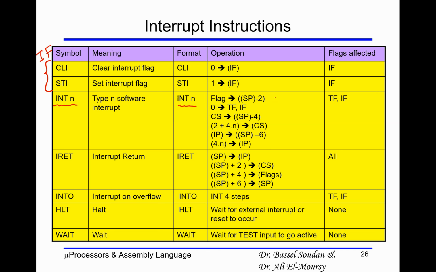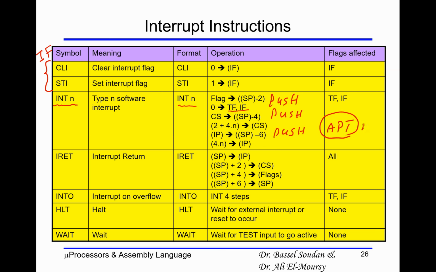This instruction is a real instruction for calling the interrupt, so it does the following actions. It pushes the flags first into the stack. It resets TF and IF. It pushes the CS. It pushes the IP, and it makes a jump according to the address pointer table, as we explained before.